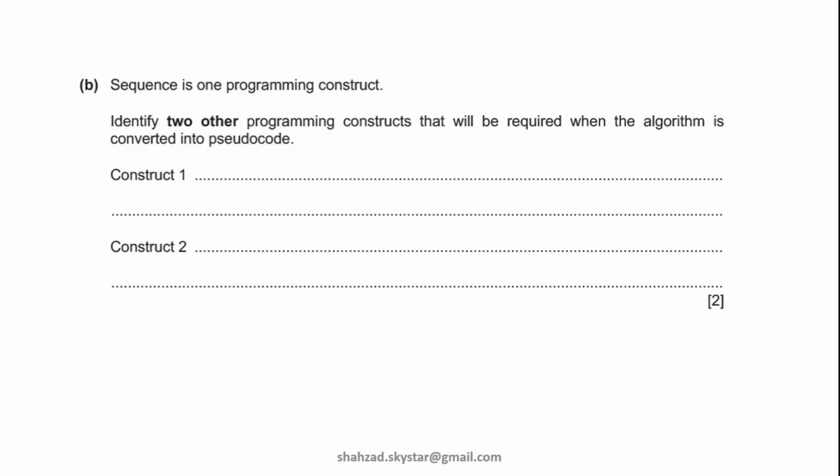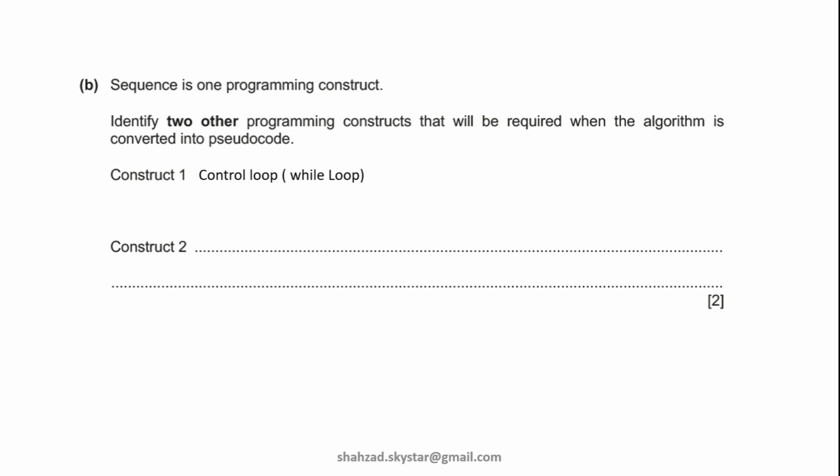Next, sequence is one programming construct. Identify two other programming constructs that will be required when the algorithm is converted into pseudocode. Number one is control loop or while loop, and second construct is if statement or selection statement.